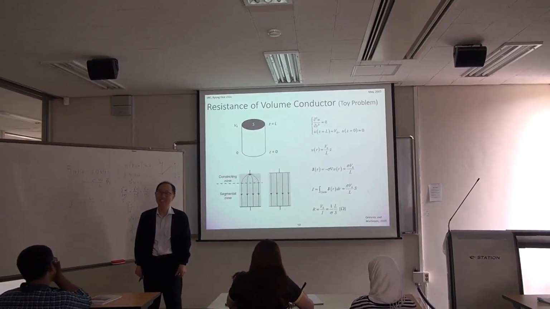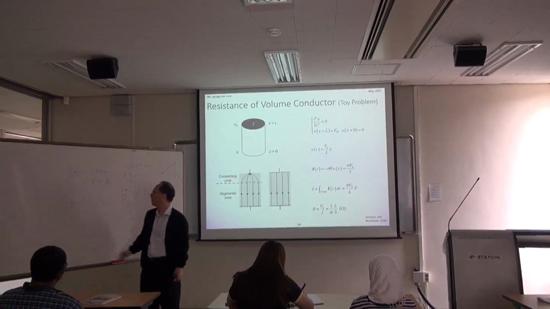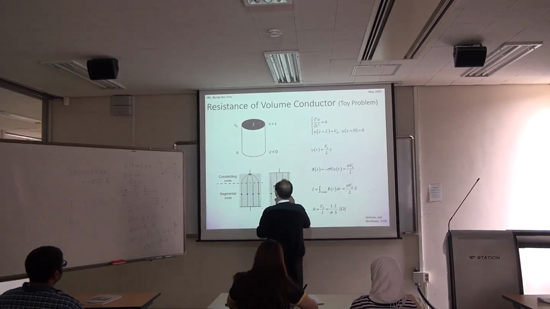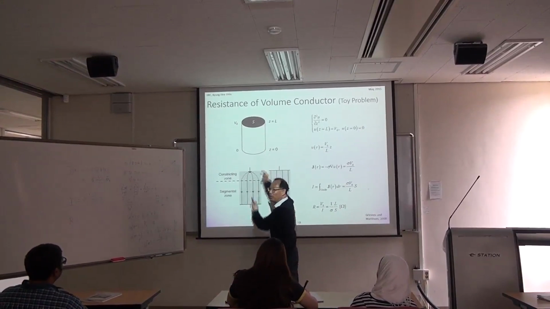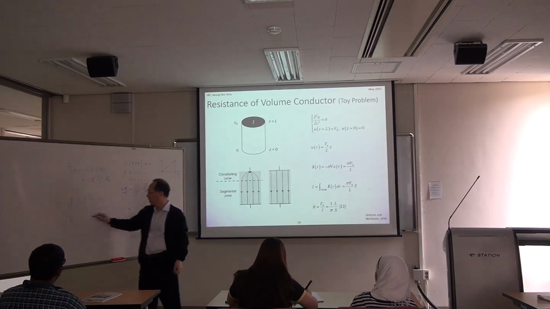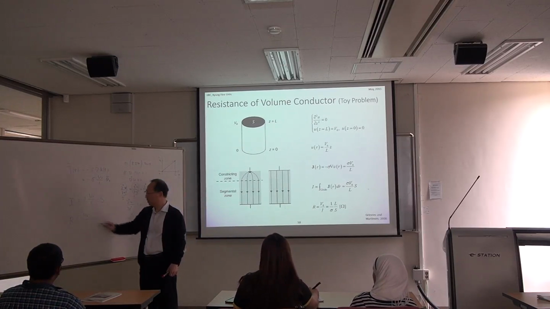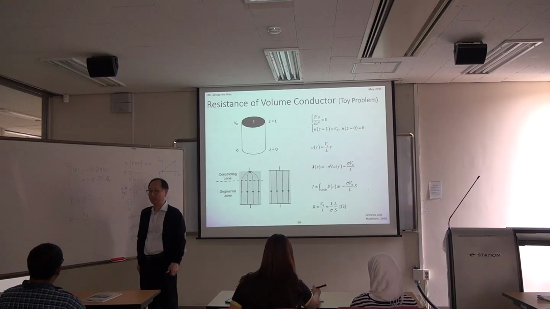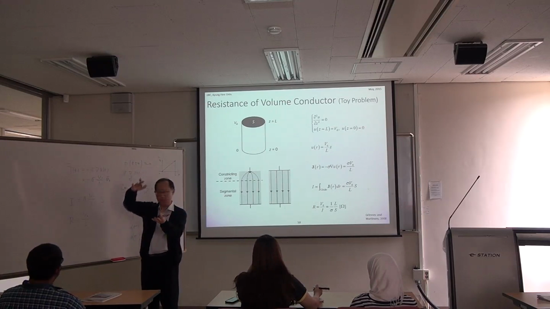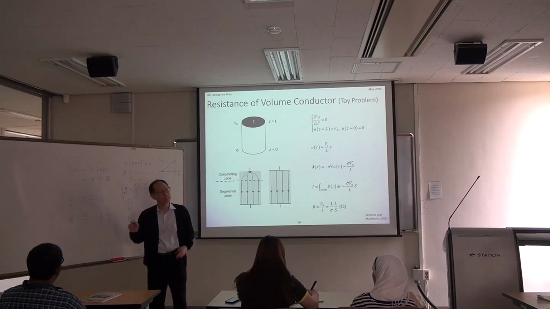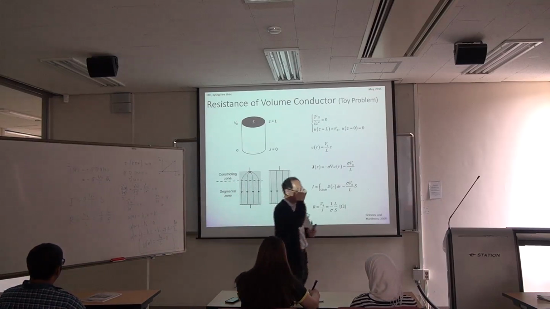Easy. Agree? Then what is going to be the resistance between top and bottom? Voltage divided by current. What is the voltage? V0. So what is this? This is 1 over sigma times L over S. Very famous equation, right?